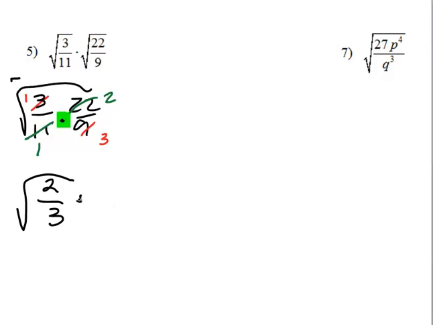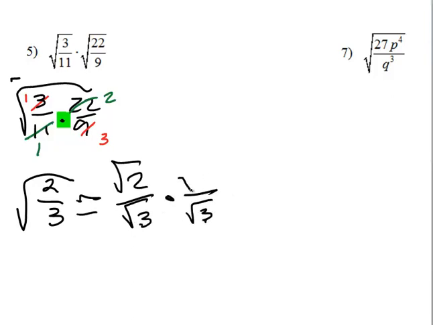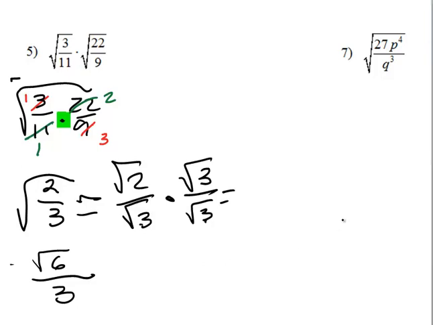So here, that's the same as the square root of 2 over the square root of 3. If I multiply top and bottom by the square root of 3, I'll rationalize that. And I'll end up with the square root of 2 times 3, which is the square root of 6, over 3. And again, there's no canceling. That's an illegal move.